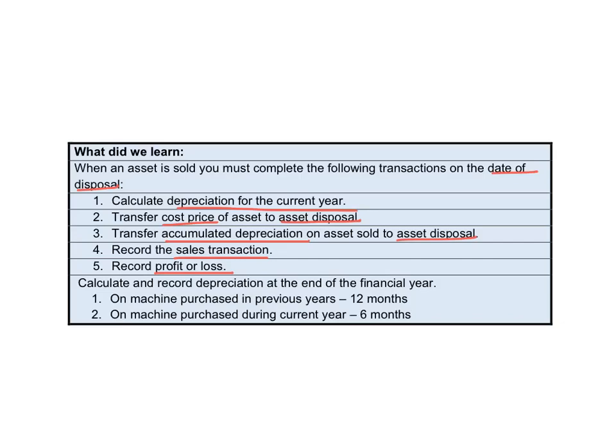On machinery that was purchased in previous years, you will write off depreciation for 12 months. On machinery purchased during the current year, you will write off depreciation for the number of months that you used the asset.